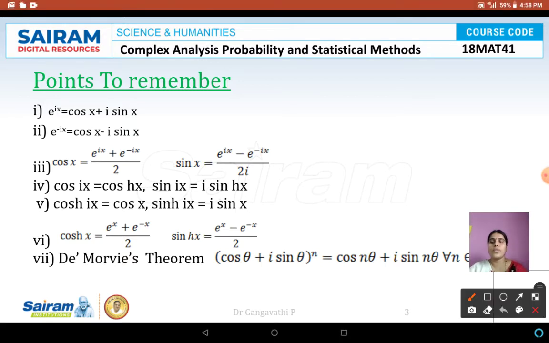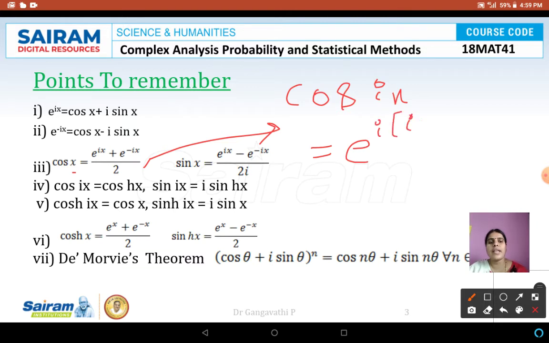If you want to see how exactly cos ix works, consider here cos ix. From this result we know that cos x is e power ix plus e power minus ix, divided by 2. In place of x we have got ix. So we get this as e to the power of i times ix plus e to the power of minus i times ix, in place of x we had got ix. So now i into i is i square.